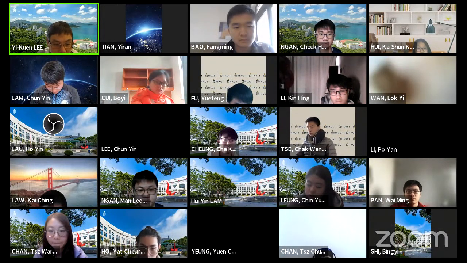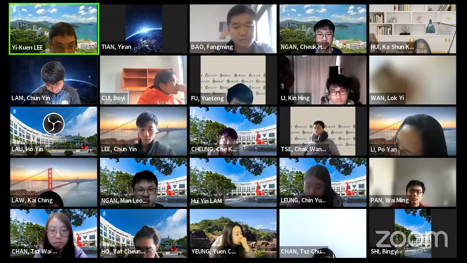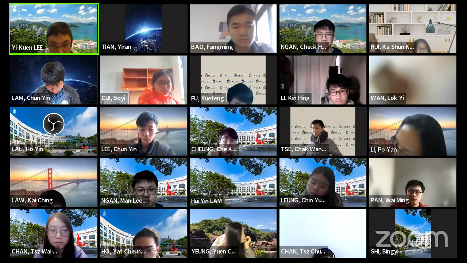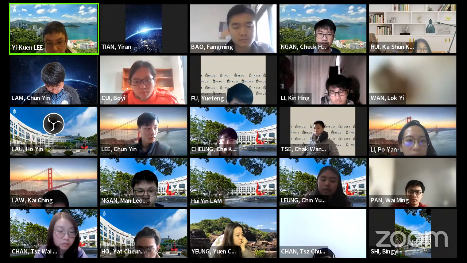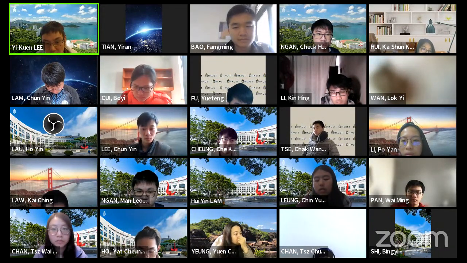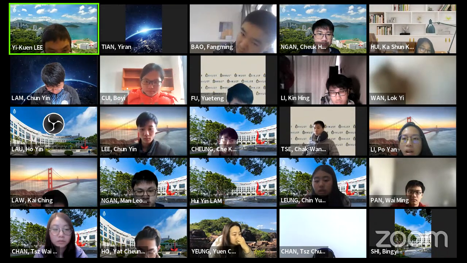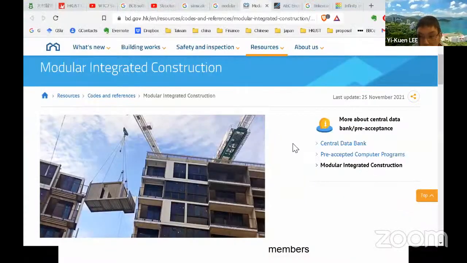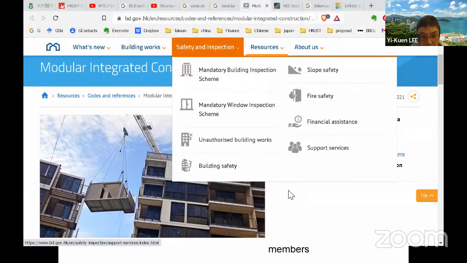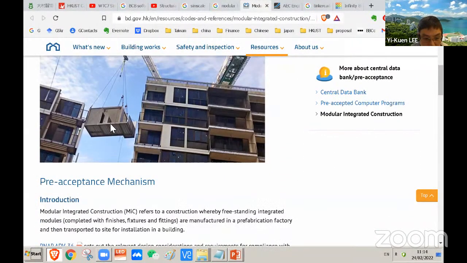Especially in building. On the construction side, if you try to do all of this from scratch, it may take much longer. Here I show you one that the Hong Kong government promotes, this kind of modular design. This is from the Hong Kong government's Buildings Department. So they hope you can see.